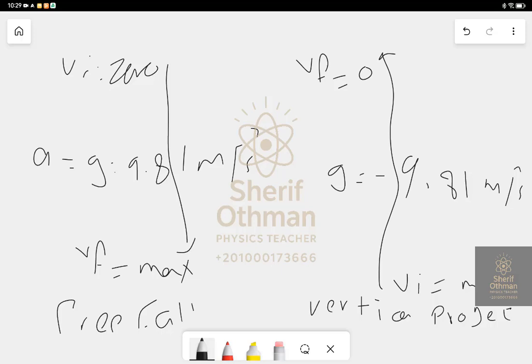So guys, you have to know that if he mentions that the object freely falls, V initial will be 0. Even if he didn't mention that, don't consider it as not mentioned. And also, if the object is projected vertically, the V final will equal 0. Is it clear, guys?